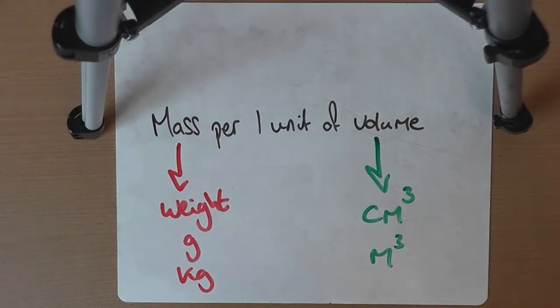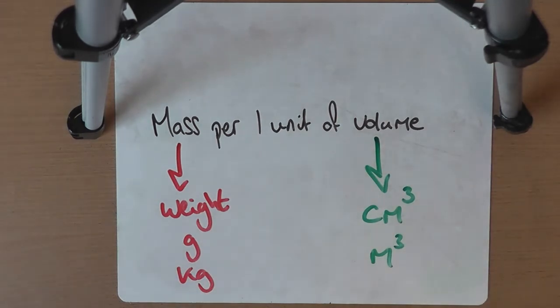The mass per each 1, for example, centimetre cubed. We can join these mass and volume units to make a unit of density, and once we do that, it should hopefully become even clearer what the density actually is.